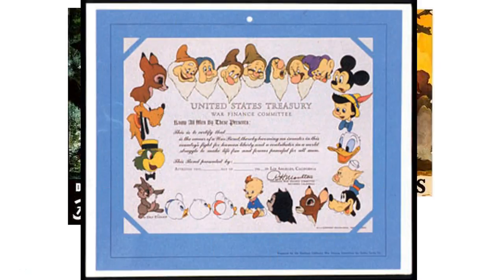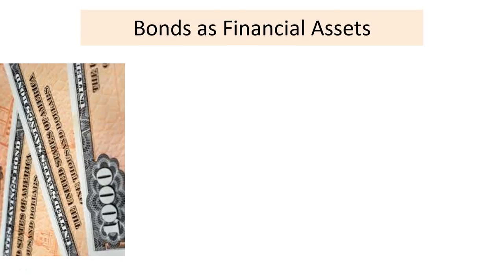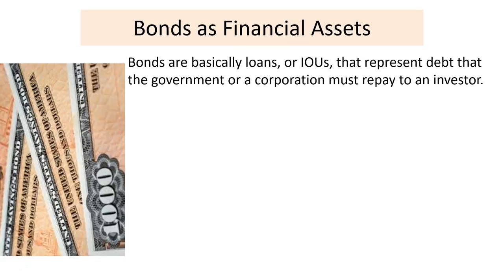Well, what we know is that bonds are actually pieces of paper. And during World War II, as with many other wars, we were actually selling bonds as financial assets. You can buy a bond that's not a war bond, but basically this is an IOU. They represent debt that the government or a corporation has to repay to an investor.